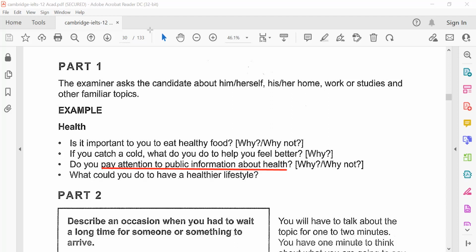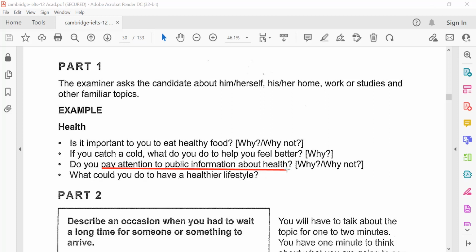All right. Please try not to repeat the question as it is. Okay. This is for everybody. If you're not very sure of what to say exactly, you can repeat the question in different words. Okay, fine. Do you pay attention to public information about health?